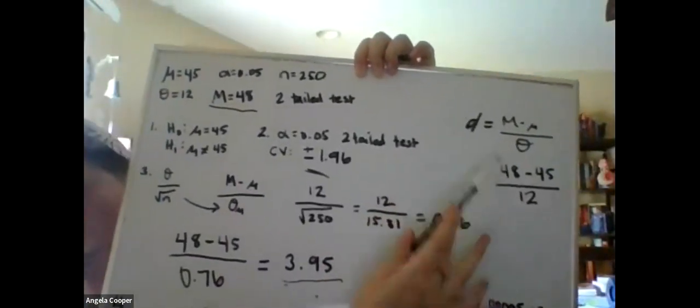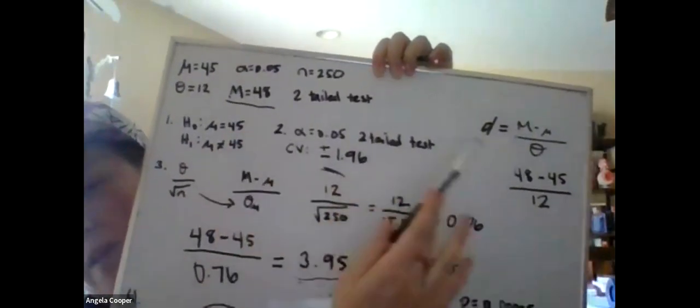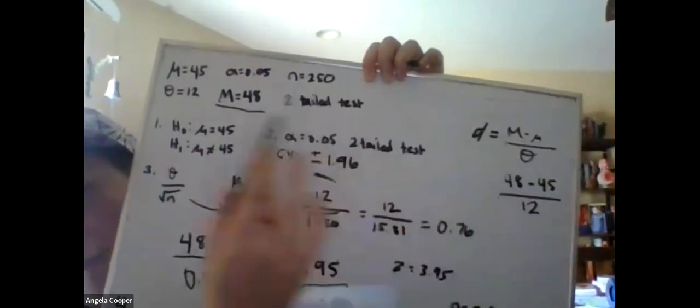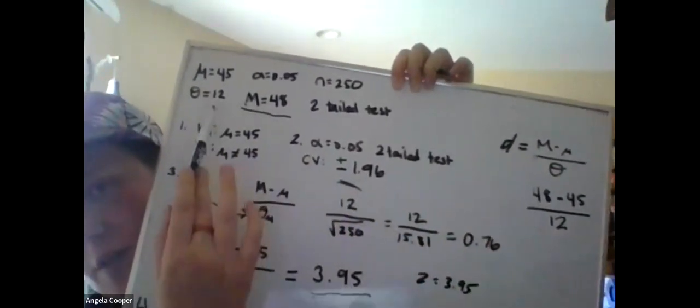So we have 48 for our sample mean. We got that over here. We got 45 for our population mean right here, and 12 for our population standard deviation, which we got from right here. Okay, so that gives us 48 minus 45 is 3. 3 divided by 12 is 0.25.